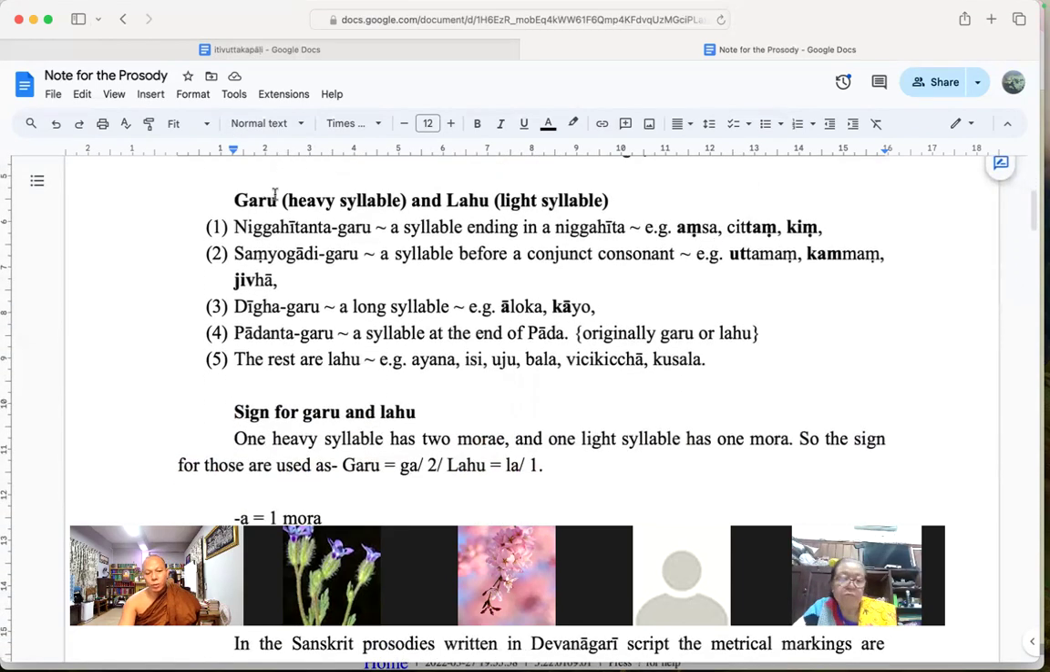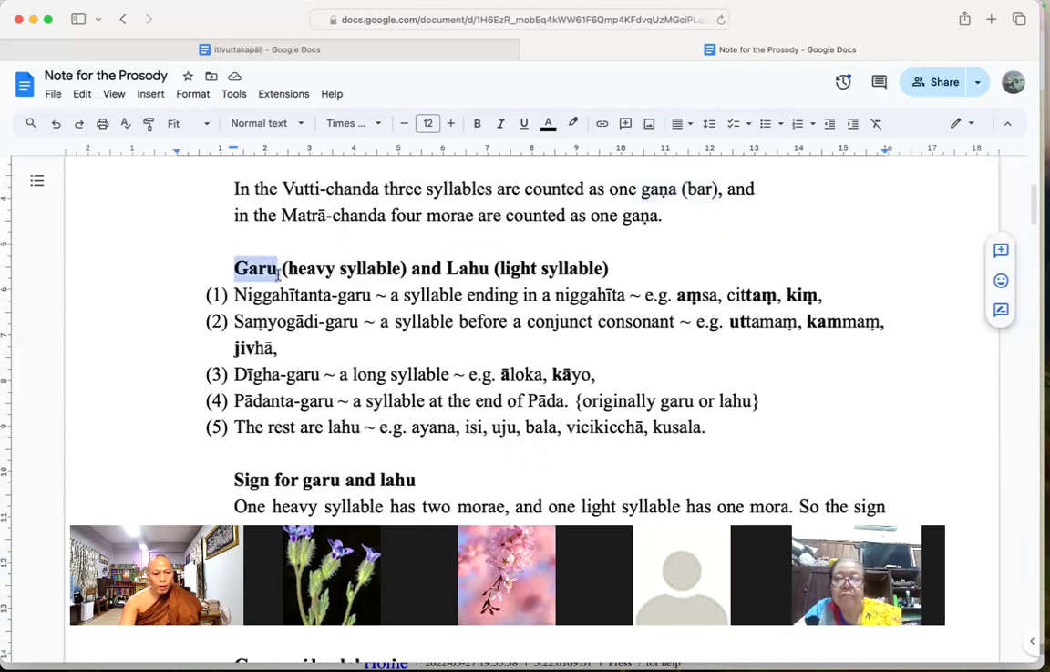And also, next one. Here, Garu is called the heavy syllable and Lahu the light syllable. So which one is considered a Garu or heavy syllable, and which one is counted as a light syllable? For that, Negahitanda Garu: a syllable ending in a Negahita is counted as a Garu. For example, this up, even though it is a short vowel, but ending in the Negahita. In this way, that am also, even though a short vowel, but joining with the consonant, we count it as a Garu syllable. Okay. So now Lahu Garu: basically, short vowel is Lahu, long vowel is Garu. Later we will see.